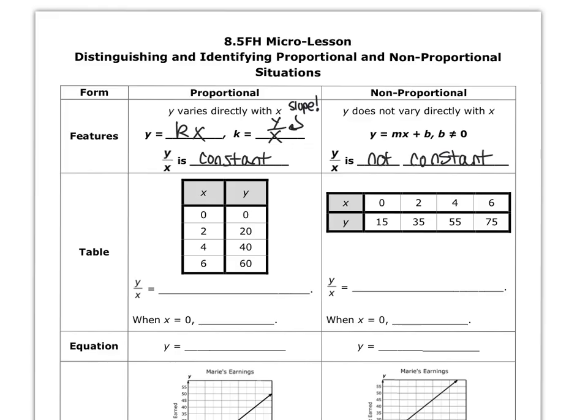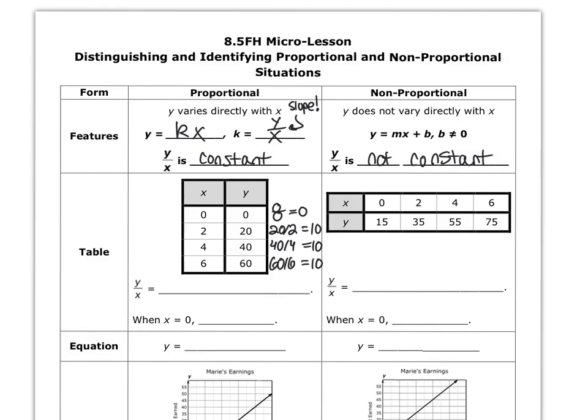So for example, let's calculate y over x here. For this first row, y is 0 and x is 0. 0 over 0 equals 0. For the next row, y is 20 and x is 2. Well, 20 over 2 equals 10. For the next row, y is 40 and x is 4. 40 over 4 equals 10. And then for the next row, we have 60 and 6, and 60 over 6 equals 10.